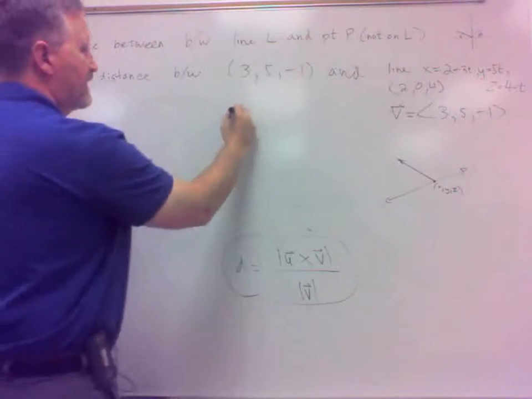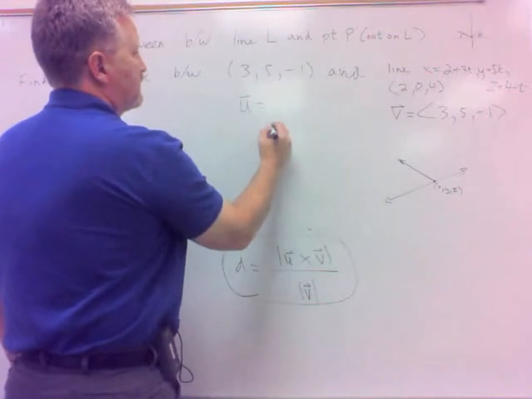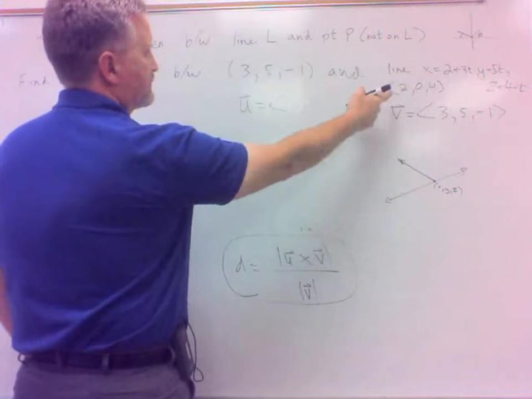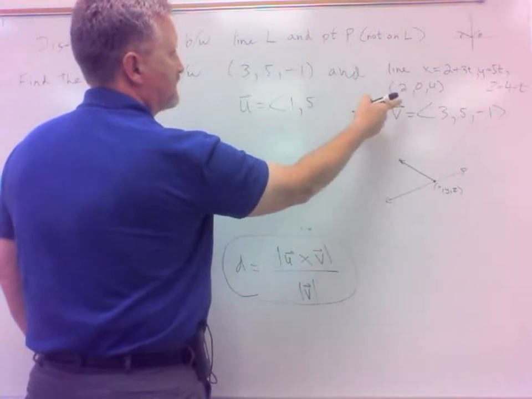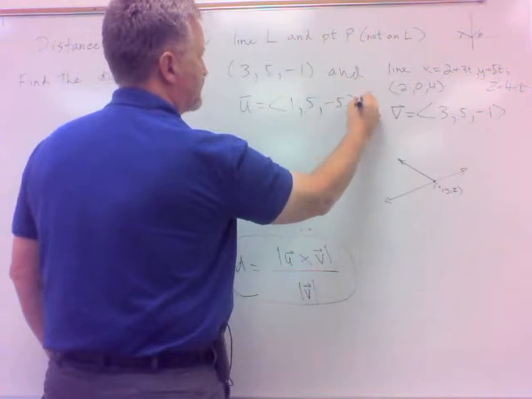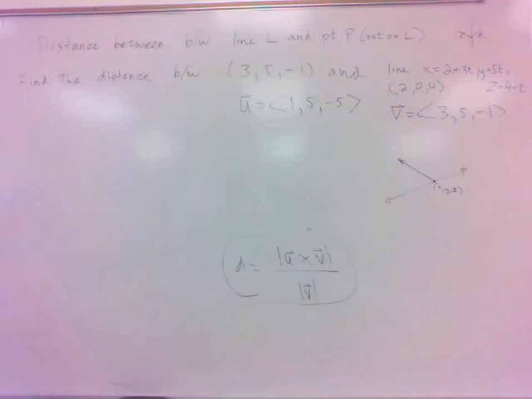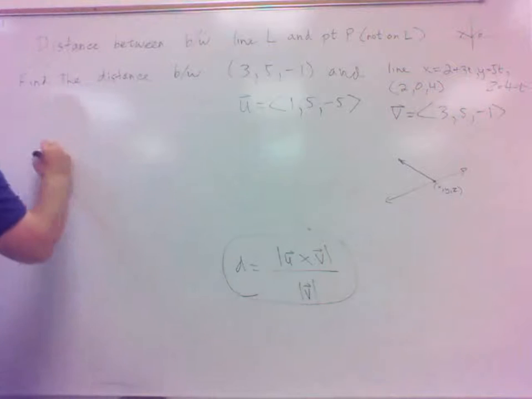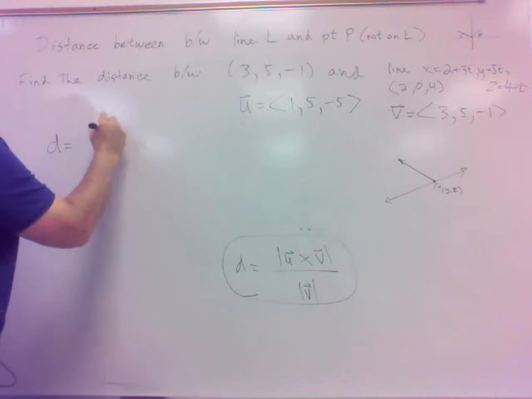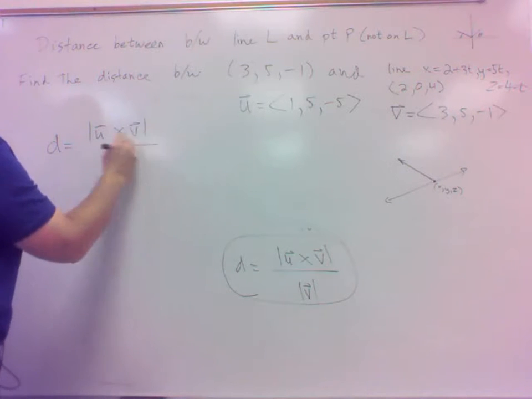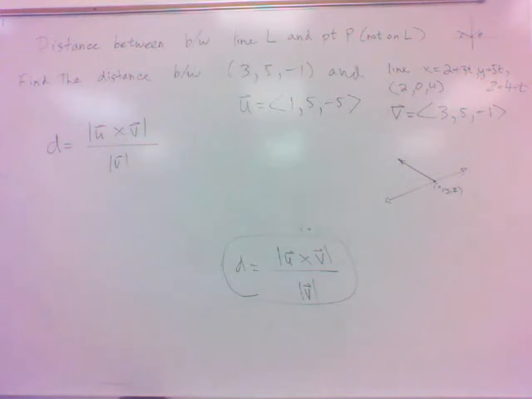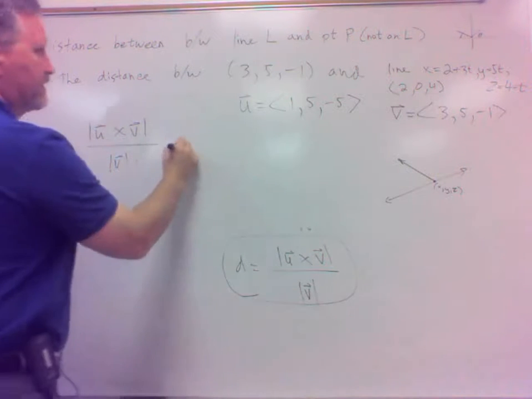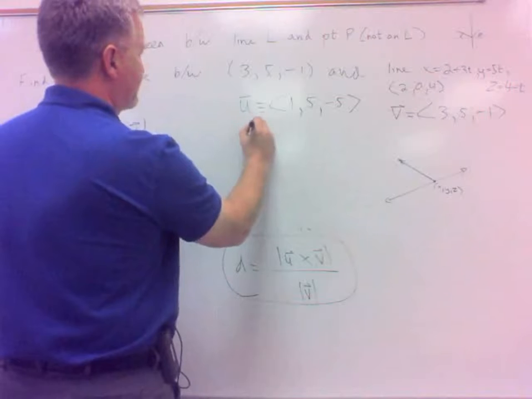So u, in that case, would be, just subtract the components, right? 3 minus 2, 5 minus 0, negative 1 minus 4. And so that's our u vector. And so the distance then is the cross product magnitude over magnitude of v. Let's line it up like this. I like to do it.